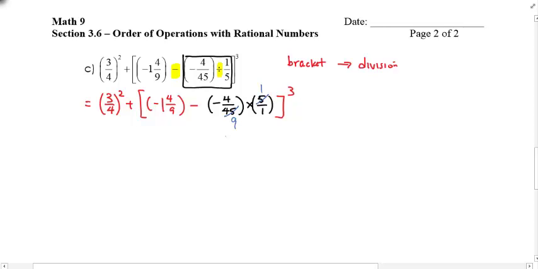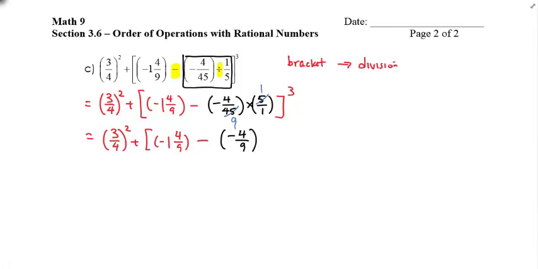5 and 45 become 1/9. And now we're going to simplify and get the following. So once again, everything I haven't done yet, I'm going to keep in red. But now the stuff in black becomes the number negative 4 over 9. Good. That was just the first step.